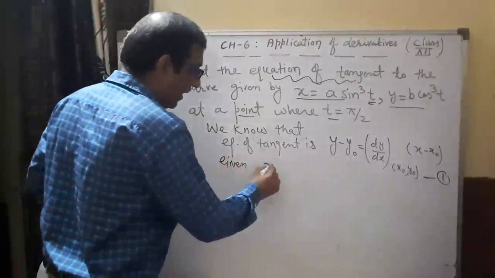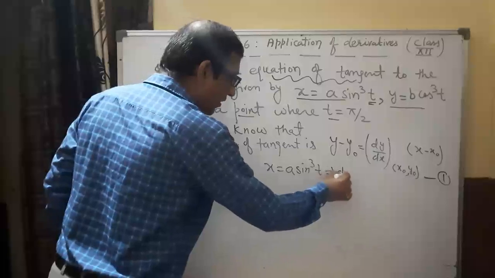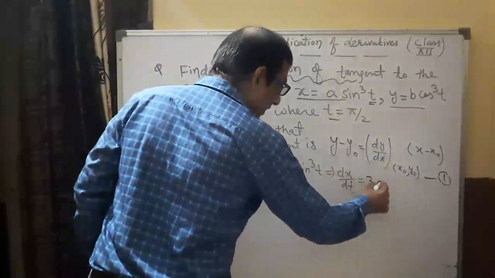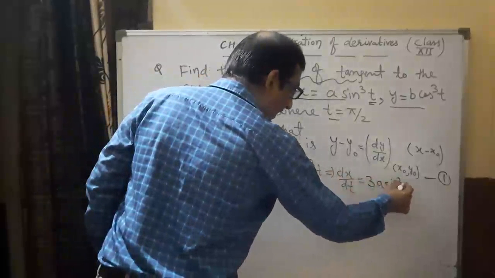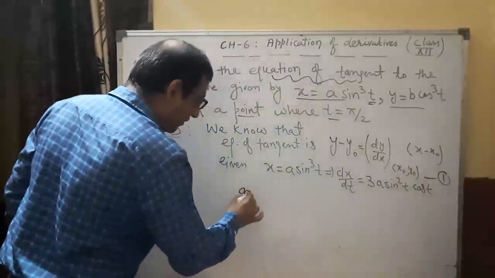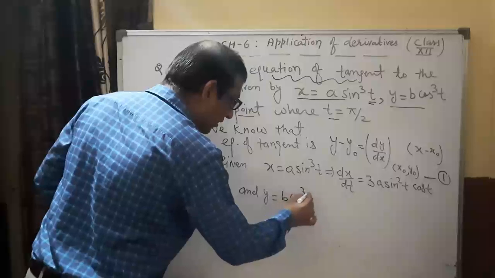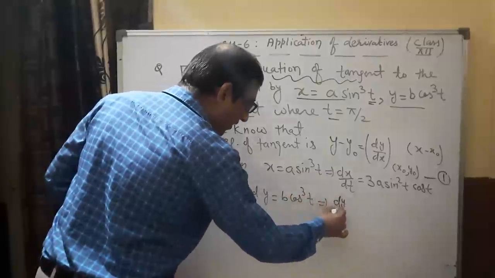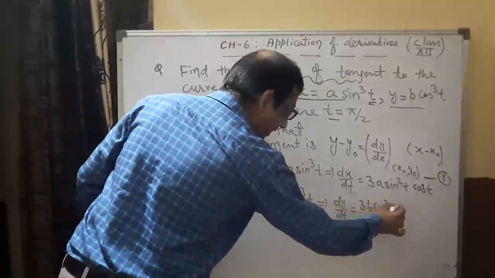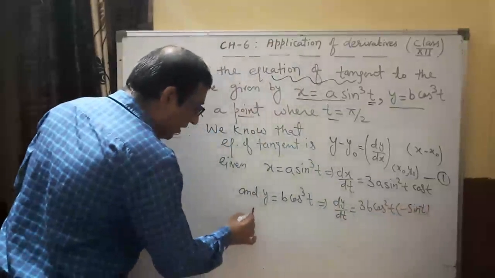What is given to us? We are given x equals a sine cube t. It means dx upon dt, we will solve here. So it becomes 3a sine square t, and the differentiation of sine t is cos t. After this, y is given as b cos cube t. So the value of dy by dt becomes 3b cos square t, and the differentiation of cos t is minus sine t.